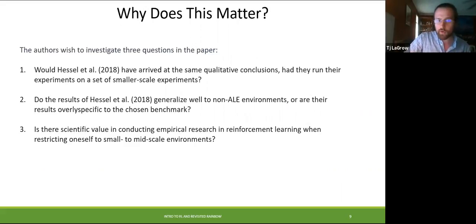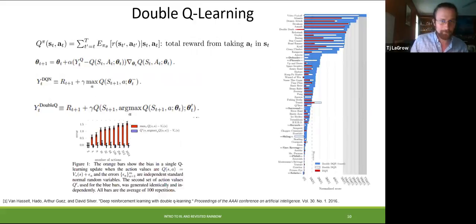Great. So we're going to dive into the first one, which is double Q learning. Here, double Q learning tries to mitigate the overestimation bias of Q estimates by decoupling the maximization of the action from the selection of the target bootstrap.